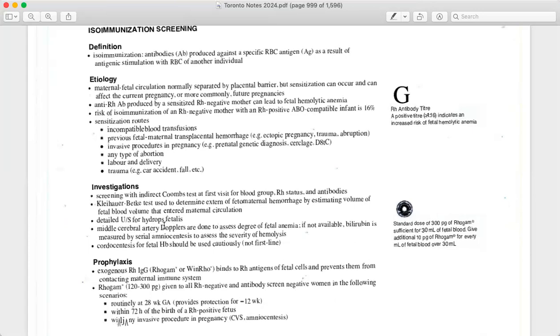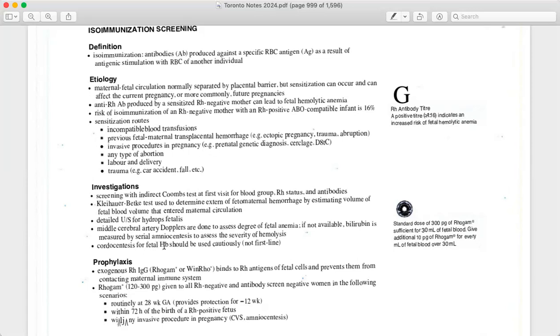Then ultrasound for fetal hydrops, and then middle cerebral artery Doppler is done to assess the degree of fetal anemia if you need it. If not available, then you can just go with the bilirubin. That's it. It's not a hard and fast rule. All you need is to start with the Coombs test, the Kleihauer-Betke test, and go with the ultrasound for fetal hydrops. Otherwise, if they ask specifically about fetal anemia, then you go for the middle cerebral artery Doppler.